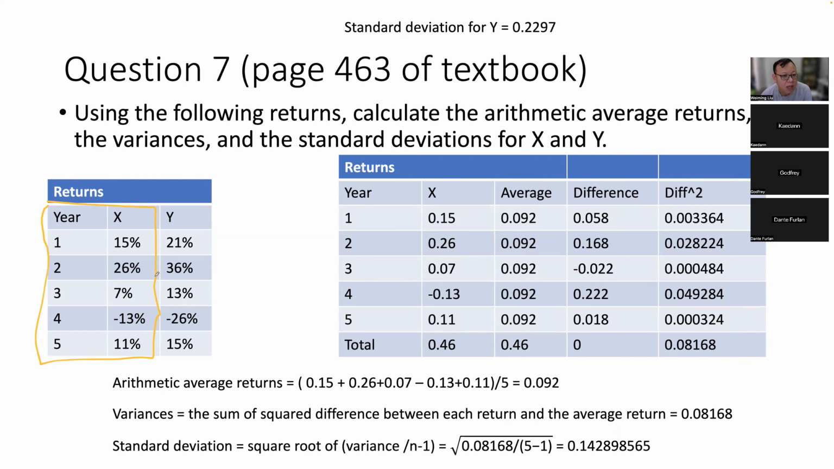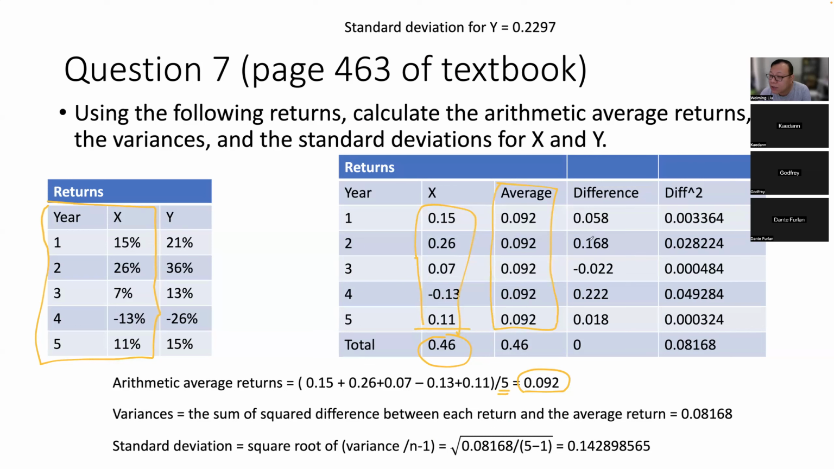And then let's first add them up. When I add them up here, I get 0.46. Okay, and there are 5 observations. If that's divided by 5, I get my average to be 0.092. So my average is 0.092.